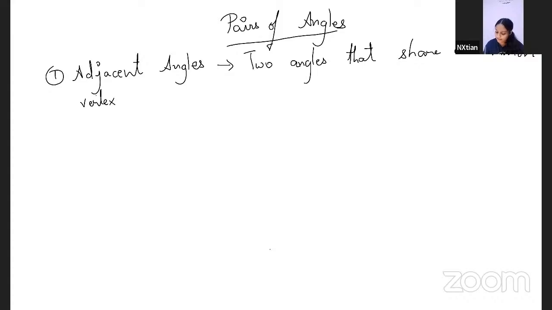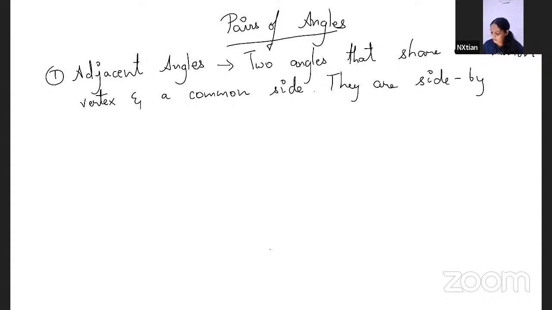A common vertex and a common side. So they are basically side by side. We can say they are side by side. Now let's draw them and see.